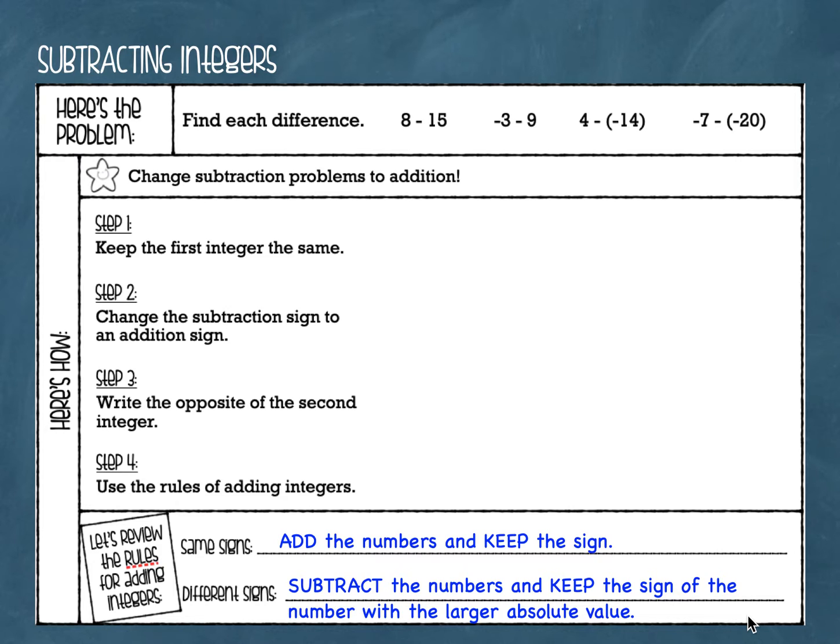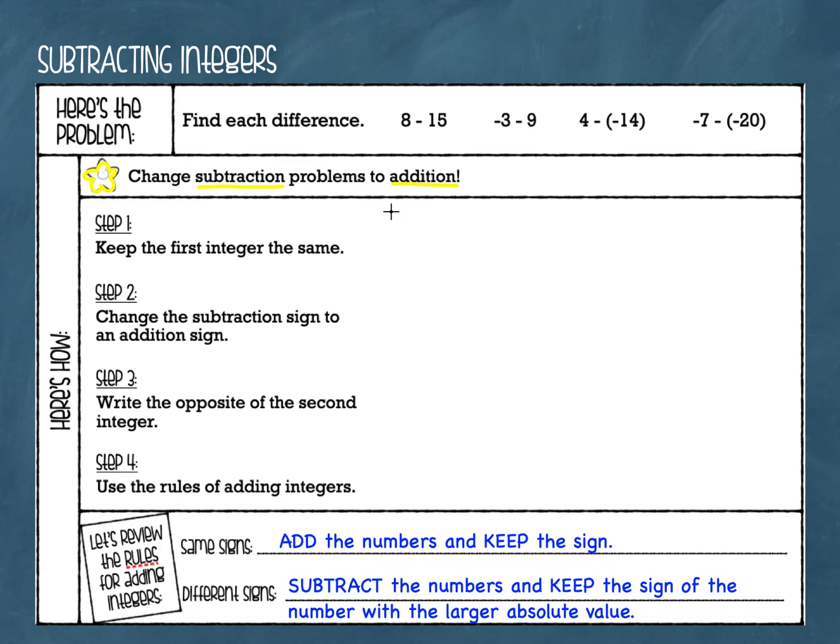All right, here's the problem. We are going to find each difference. Remember that the word difference means the answer to a subtraction problem. Next to the star is a really important rule. It's so important that I'm going to color my star in with yellow so that we remember that we need to change all of the subtraction problems into addition problems. So anytime you see a problem with integers and it's a subtraction problem, you are going to change it into an addition problem. Let me show you how we're going to do that, and we'll follow our steps.